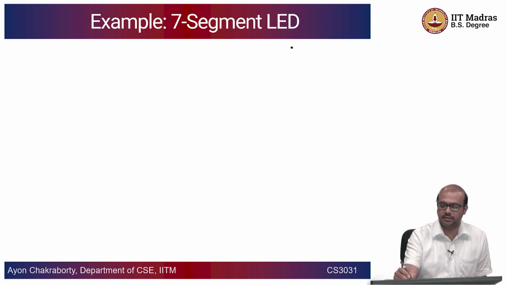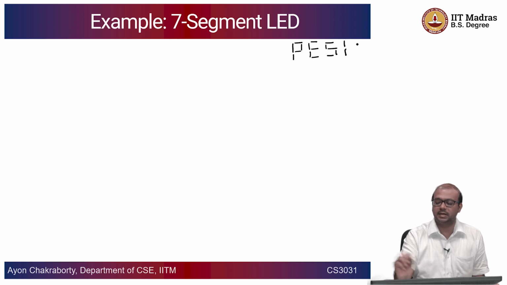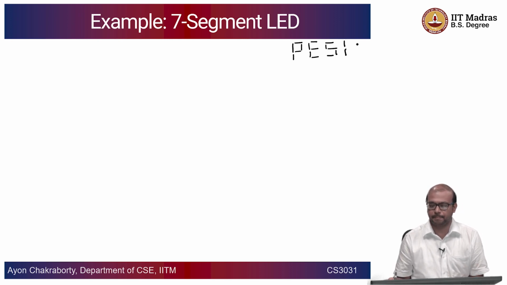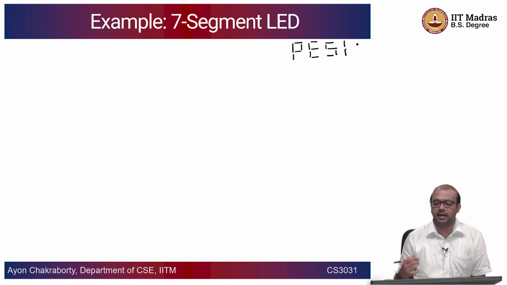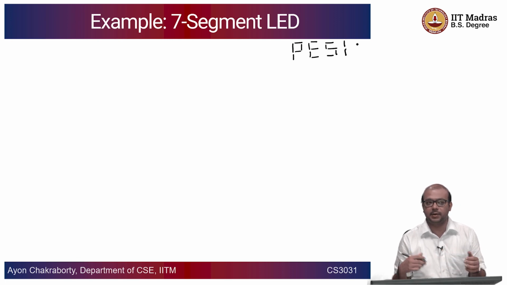Let's say I specify the problem as follows. I want to display P or E or S or I. Other than this, we don't want to display anything else. So there are only these expected. Using this driver, you can actually write the word Pepsi, or any word that involves P, E, S, I, anything that will include any combination or permutation of these letters.